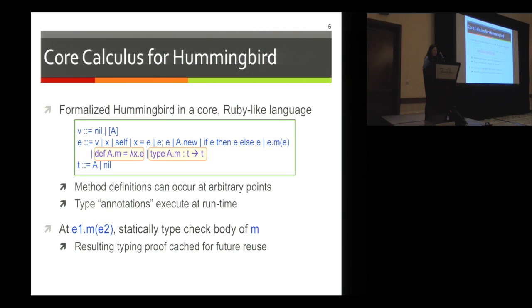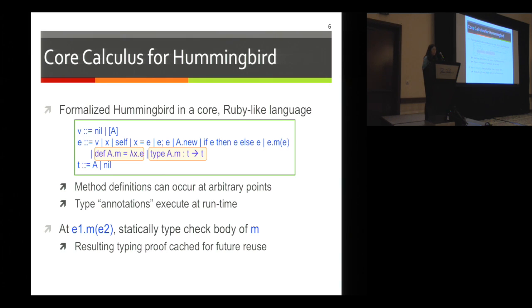That can be nils or objects, and then we have expressions that can be values, variables, sequencing, new objects, conditionals, or function assignment applications. But our system also has two novel expressions, and we have highlighted those two expressions. The first novel expression is our method definition. Now, if you look at it closely, you can see that we allow a method to be defined inside another method definition, and it can occur at arbitrary points during execution.